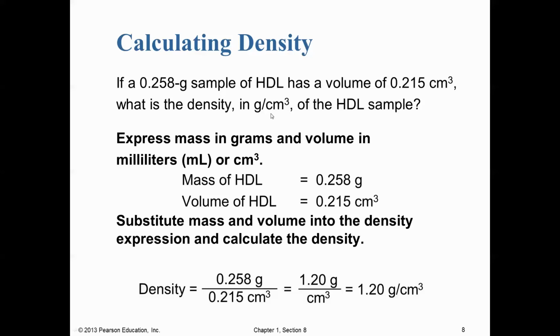So how do we solve this problem? It's actually pretty simple. We take our mass, and our mass is 0.258 grams, and we divide it by our volume, 0.215 cubic centimeters. Crunching our numbers here, we end up with 1.20 grams per cubic centimeter. We can express it like this, or like this. These are both acceptable methods of expressing it. So our density we can actually use as a conversion factor to solve problems.